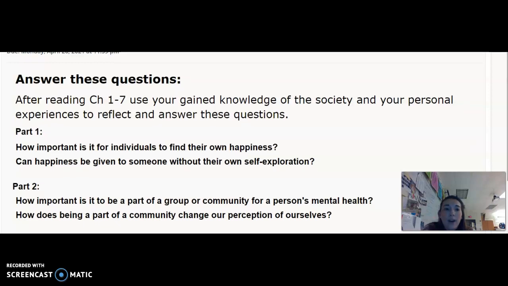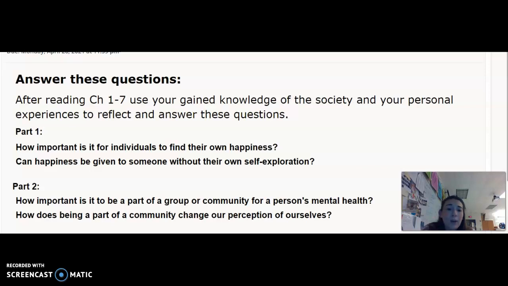Part 1, how important is it for individuals to find their own happiness? Can happiness be given to someone without their own self-exploration? So you need to use information from the story to compare with your own opinions as far as finding happiness, and can happiness be given to somebody as it is being explained in the novel.